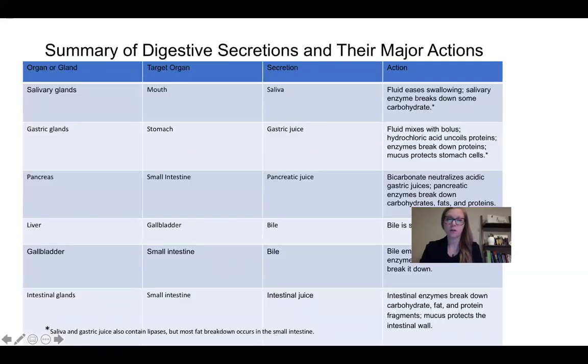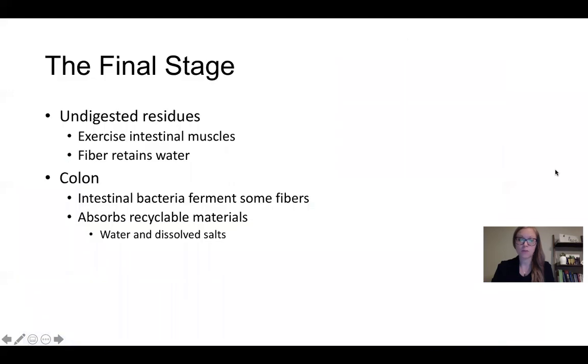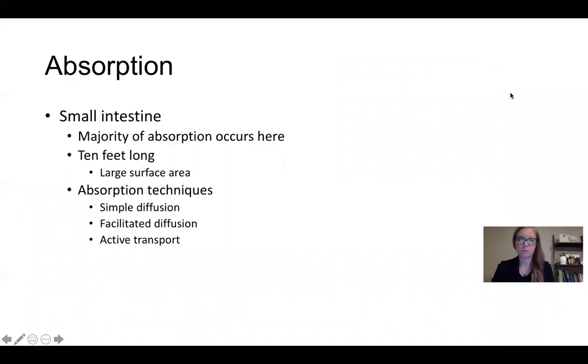Okay, so this is a great chart to pay attention to, to look through what the actions do, the target organs, the organ and the gland, what they do. So pay attention to this slide. Okay, and the final stage, going into the colon. Okay, absorbs and recycles materials, water and other dissolved salts. Okay, so this kind of gives you a breakdown of what that other video had posted.